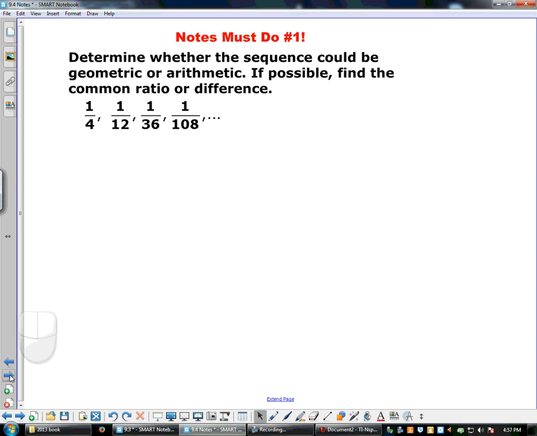So you're going to determine whether the sequence could be geometric or arithmetic. If possible, find the common ratio or difference. So again, start by subtracting, see if that works. If so, tell us what the difference is. If not, try the division, do the ratio, tell us what the common ratio R is. If not, then it could be classified as neither.